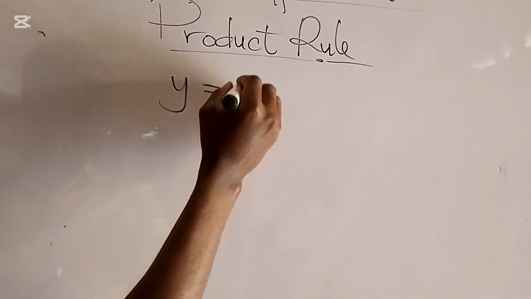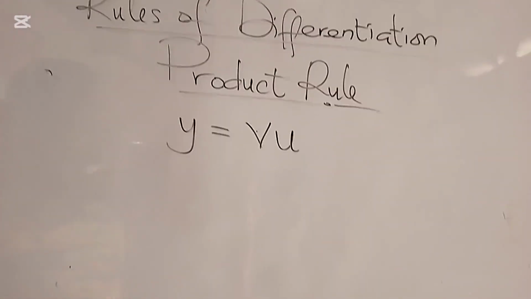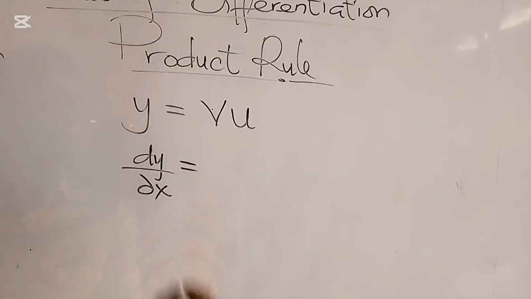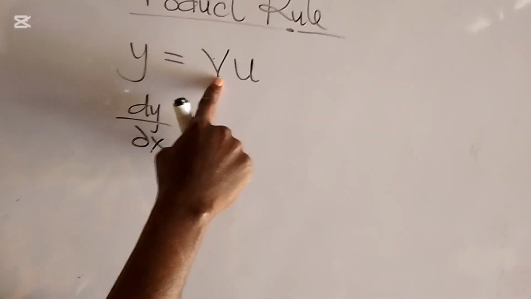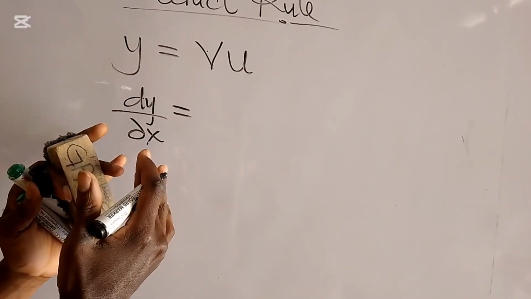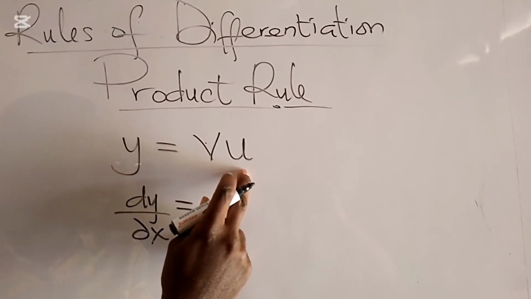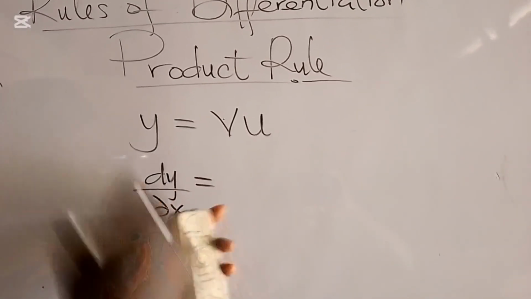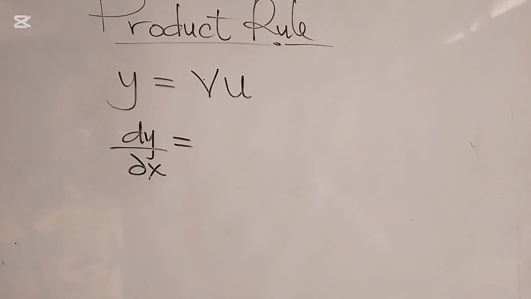So y is equal to vu. How do we differentiate it? The rule says that dy over dx, we are differentiating with respect to x, what we are going to do is hold one of the variables, meaning you hold it constant, then you differentiate the other variable. Then you add it to the case where you hold the second variable constant and differentiate the first variable. I'm speaking too much English. Let's dive into the lesson so that we do the differentiation.